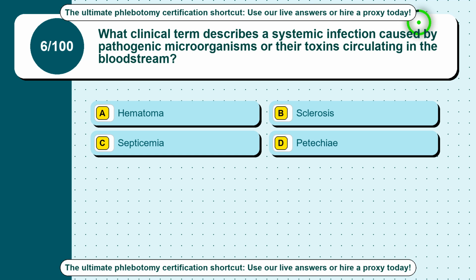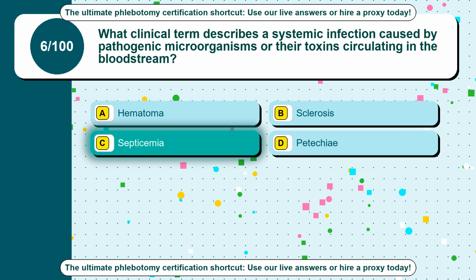Question 6. What clinical term describes a systemic infection caused by pathogenic microorganisms or their toxins circulating in the bloodstream? Option A. Hematoma. Option B. Sclerosis. Option C. Septicemia. Option D. Petechiae. The correct answer is option C.